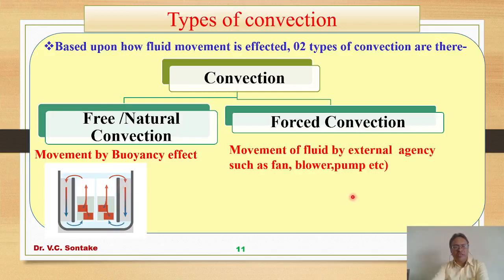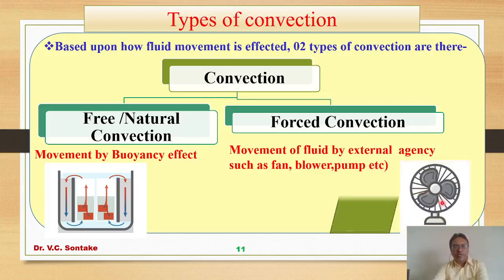In forced convection, movement of the fluid is affected by an external agency, such as a fan, blower, pump or compressor. This fan, blower or compressor will cause the fluid to move, and heat transfer in such a way is called forced convection. Now, the point worth remembering here is that the heat transfer rate by forced convection is much higher than the heat transfer rate by free convection for the same temperature difference.